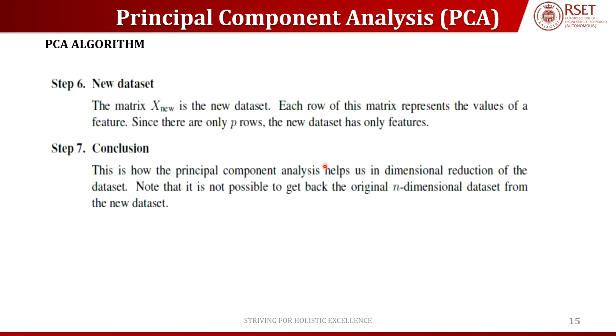Now the conclusion: this is how principal component analysis achieves dimensionality reduction. It is important to note that it is not possible to get back the original n-dimensional data set from the new data set because we lost some variance when we discarded the components with the smaller eigenvalues. However, the P components we kept contain the most crucial information for analysis.